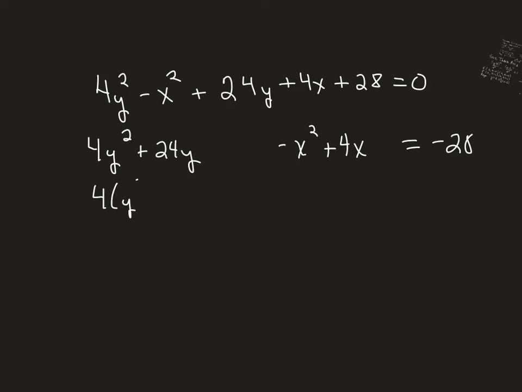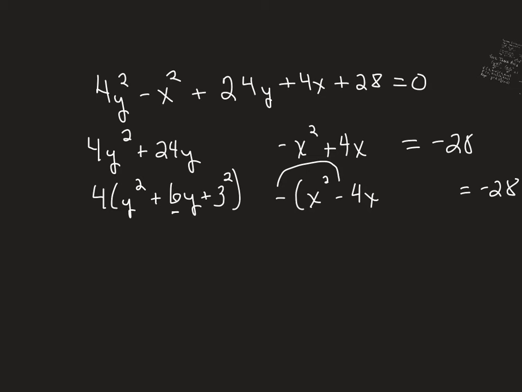And we'll have y squared plus 6y. Now notice this is minus, so if I'm going to put the minus in front of the parentheses, this is x squared, this becomes minus 4x, because a negative times a negative is a positive. So we have to factor out that negative from there. Okay, and this equals negative 28. We take half of this term, square it, and I'm not going to add 9, I'm going to add 4 times 9.